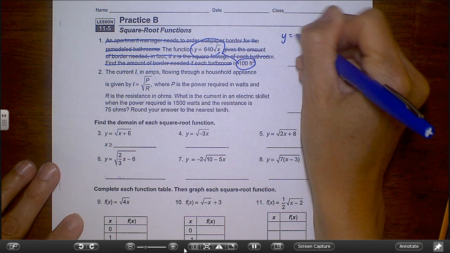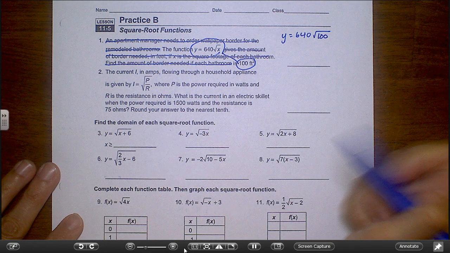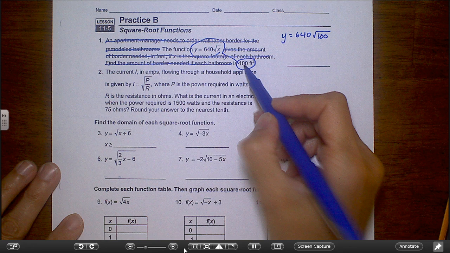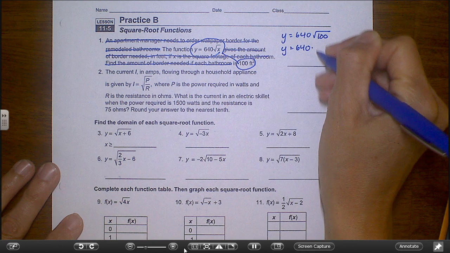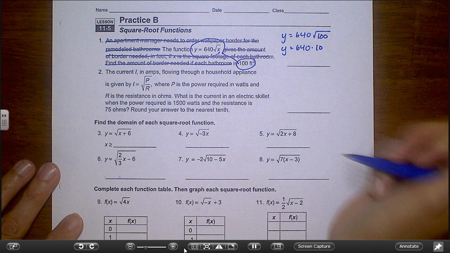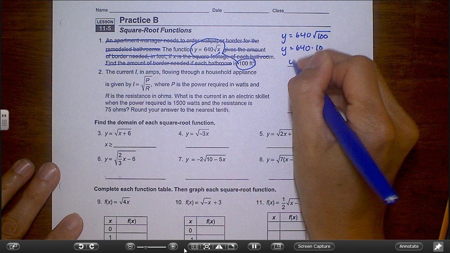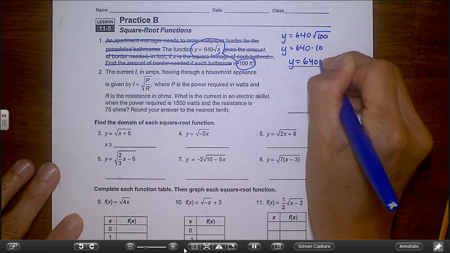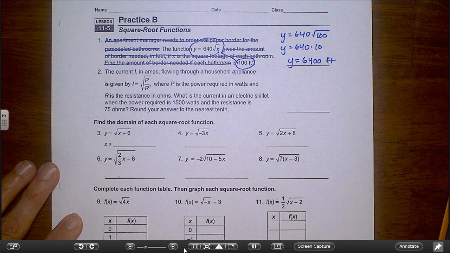So y equals 640 times the square root of 100. So instead of x, again, plug in 100. Square root of 100 is 10. So multiply anything by 10, you just add a 0 to the end here. So y equals 6,400, and that's feet. Okay, that's how you do that one.